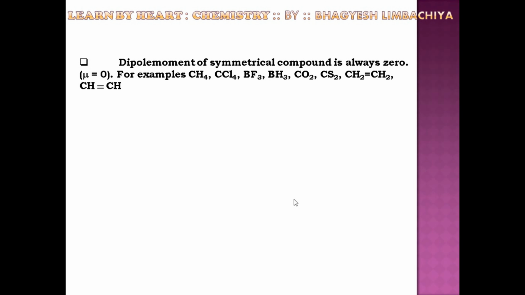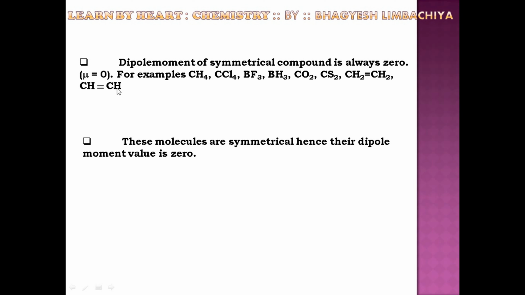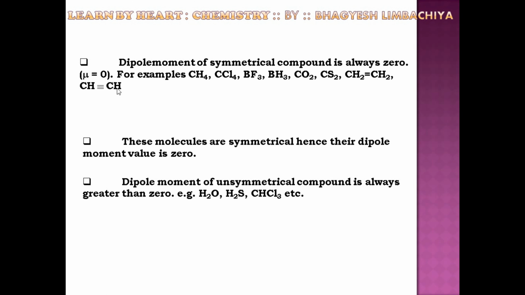The dipole moment of a symmetrical compound is always 0. That is mu equals 0. For example, methane, carbon tetrachloride, BF3, BH3, carbon dioxide, carbon disulfide, ethene and ethyne. These molecules are symmetrical, so the dipole moment is 0. The dipole moment of an unsymmetrical compound is always greater than 0. That is H2O, H2S, CHCl3, etc.